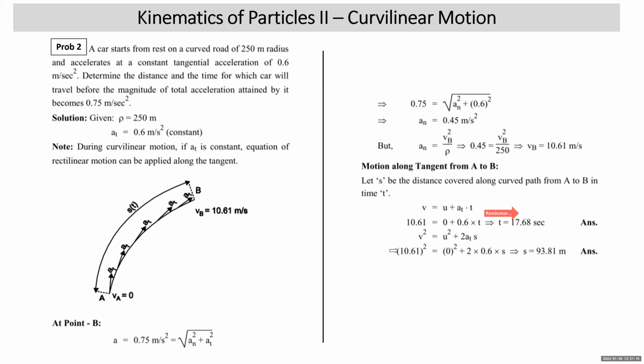To find the distance, I can use S is equal to UT plus half AT square. But since the final velocity is under consideration, V and S are under consideration, we prefer, as per our practice, V square is equal to U square plus 2 AT S. V is velocity at B, 10.61. U is the initial velocity, that is 0. Plus 2 into AT, AT is 0.6, into S. That gets you the value of S as 93.81.